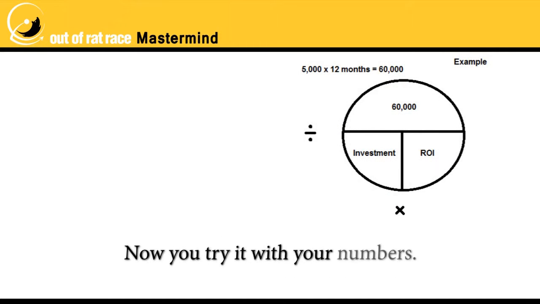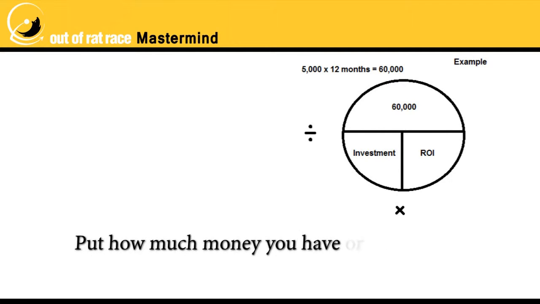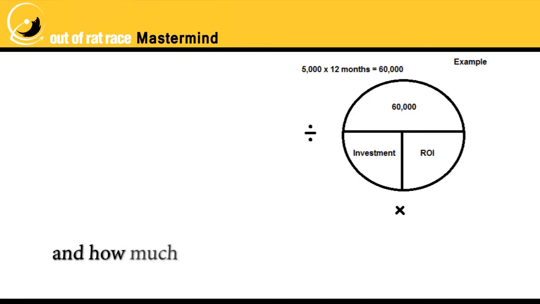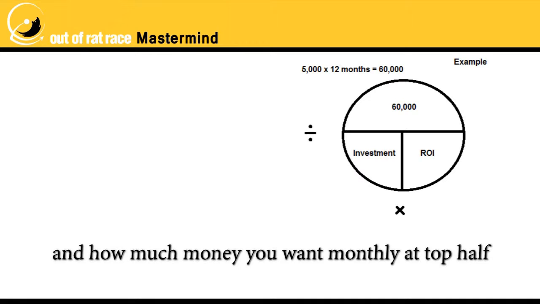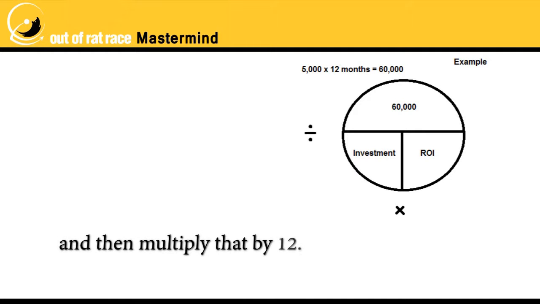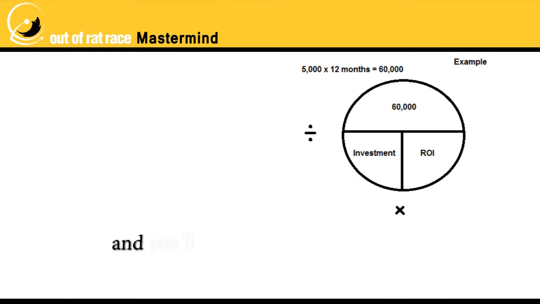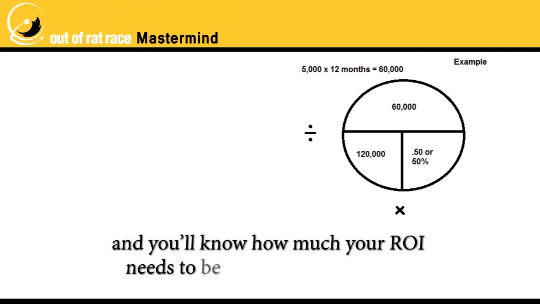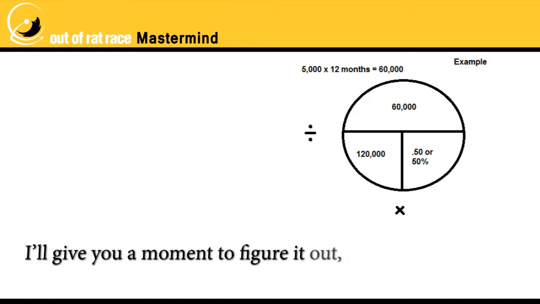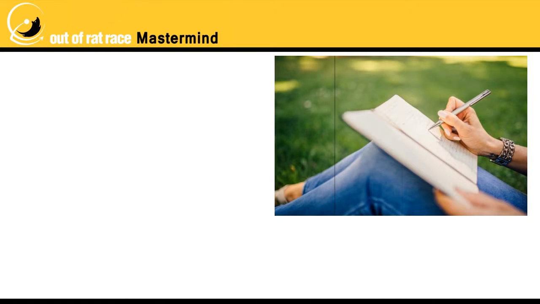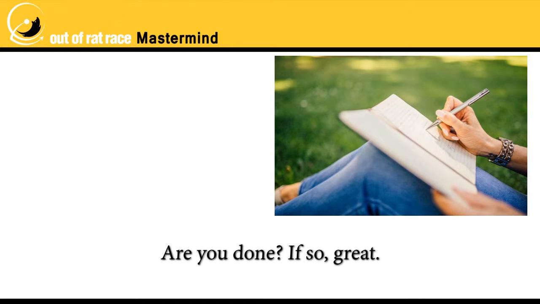Now you try it with your numbers. Put how much money you have or might have in the future in the left bottom half of the circle and how much money you want monthly at the top half. And then multiply that by 12. You then divide that annual cash flow number by the money you have, and you'll know how much your ROI needs to be per deal or on average. I'll give you a moment to figure it out. Go ahead and pause. Are you done? If so, great.